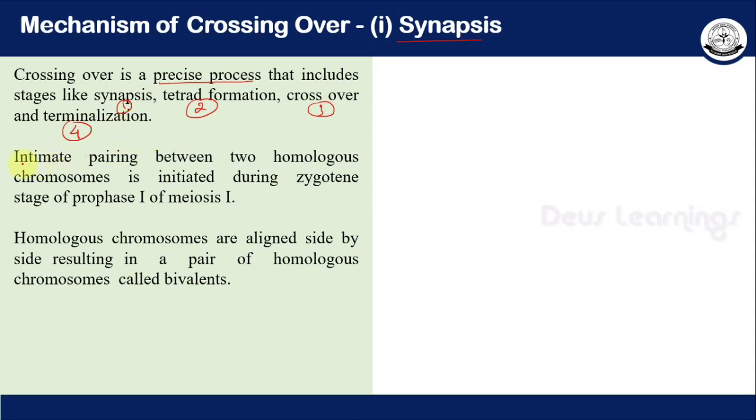Intimate pairing between two homologous chromosomes is initiated during the zygotene stage of prophase 1 of meiosis 1. First, the homologous chromosomes come together and start pairing. Let's consider this is a homologous chromosome and somewhere the other chromosome is inside the nucleus. They will start coming together and they start pairing.